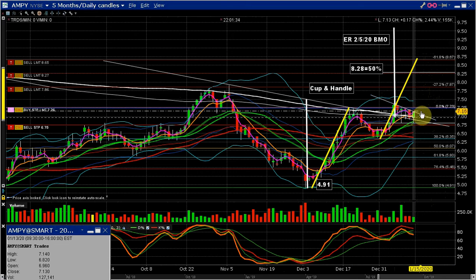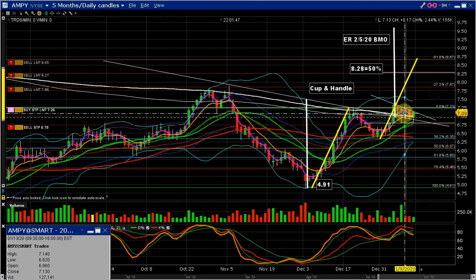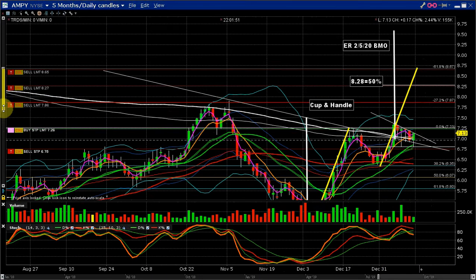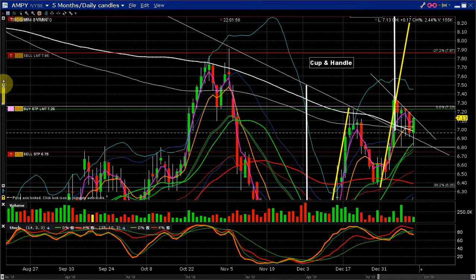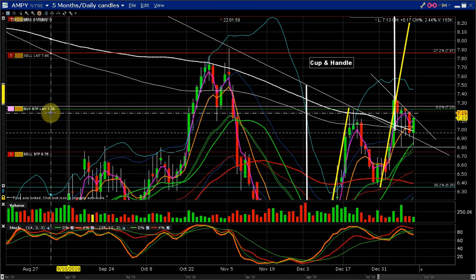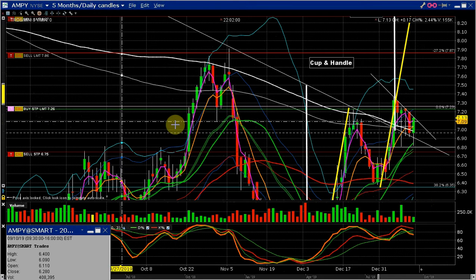So a stop limit has two parts to it. It has the stop level, which is where you're going to trigger the order. So I set my stop at $7.26, which let me expand this out a little bit. You can see it better. Expand this out. Right, so here's just my buy limit at 7.26.